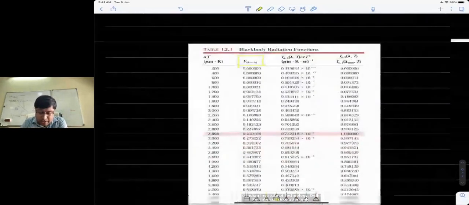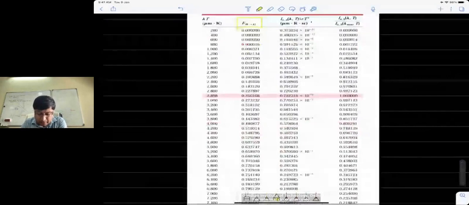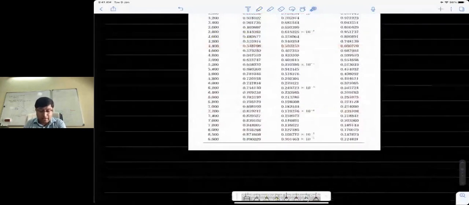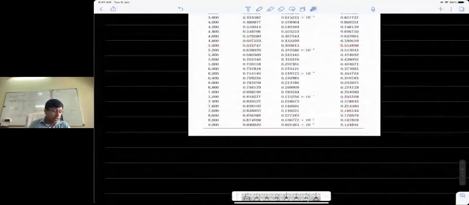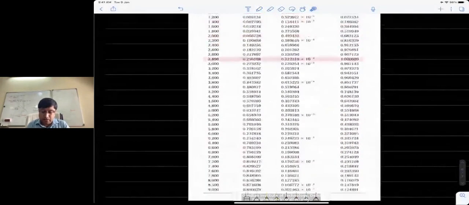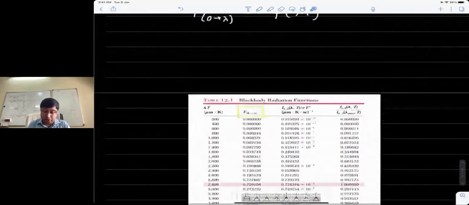So there are two parts to this table. I've only included one. There is another part which goes beyond 9,000 micrometer Kelvin to infinity, because remember the band will go to large values of lambda. So this table is there, and you will have to use this table to do these kinds of calculations for band emissions.